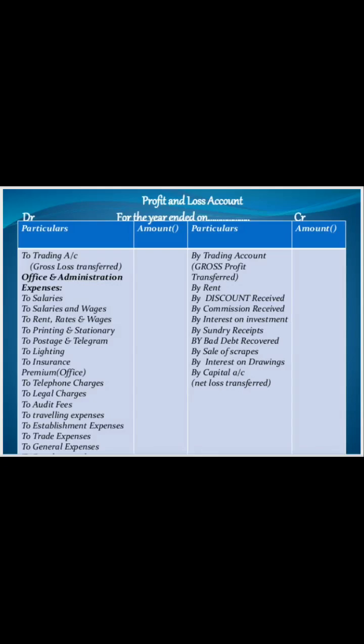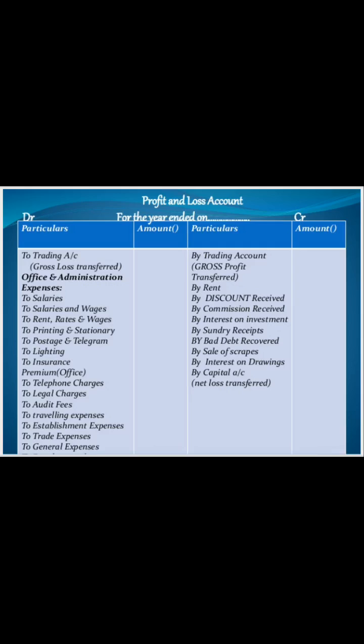Again, I have told you that it has four columns, just like the trading account. The first and the third columns are for the particulars, and the second and the fourth are for the amount. The left side is the debit and the right side is the credit side.